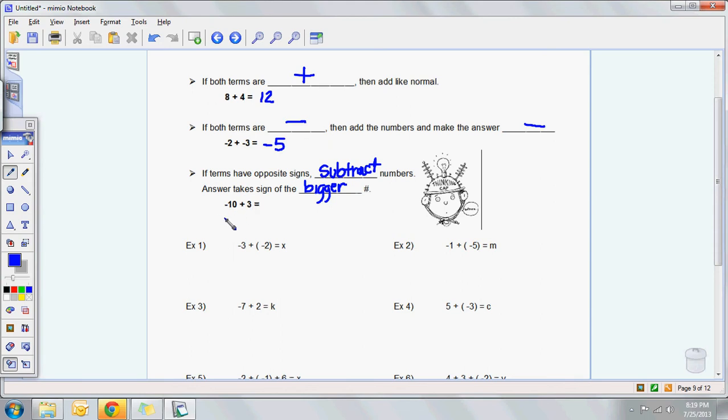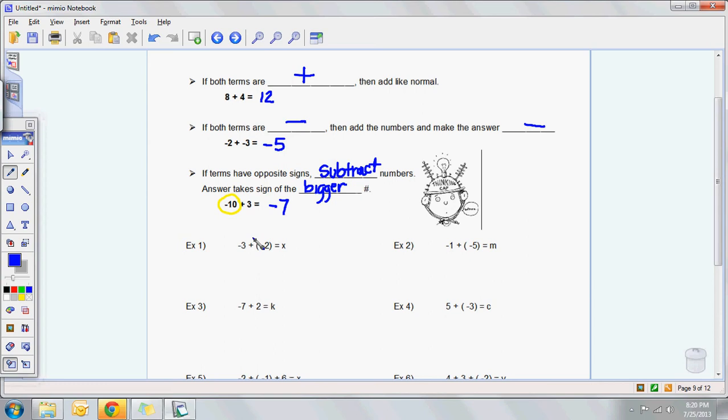We have opposite signs. So our rule says that we're going to subtract those numbers. What's 10 minus 3? Well, 10 minus 3 is 7. I'm going to look which number here, ignoring that negative, which number is a bigger number by itself? Is 10 a bigger number or is 3 a bigger number? Well, 10 is the bigger number, and that integer happens to be negative, so that means our answer is going to be negative.